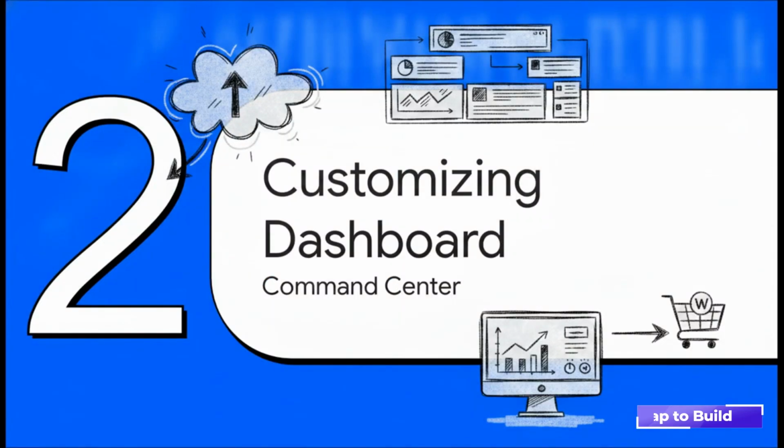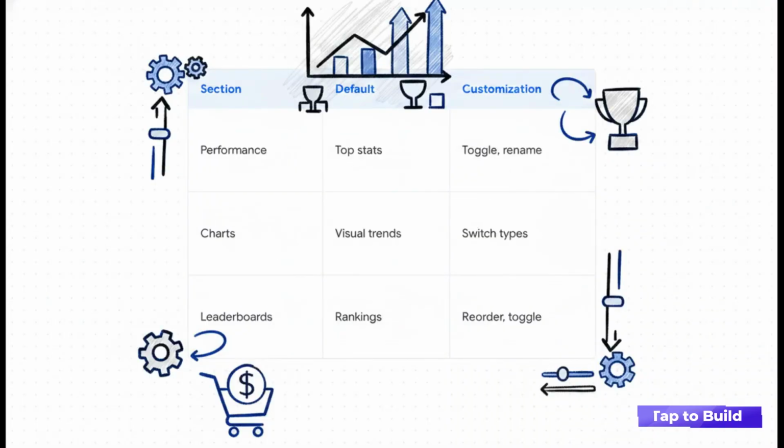Which brings us to part 2, customizing your dashboard sections to build your command center. This is the big one today, guys. Let's take all that definitive data and actually make it work for you by heading over to WooCommerce, then Analytics, and clicking on Overview. So, your dashboard is basically broken down into 3 main, highly customizable areas. You've got performance for those top-level stats, charts for your visual trends, and leaderboards for all your rankings.